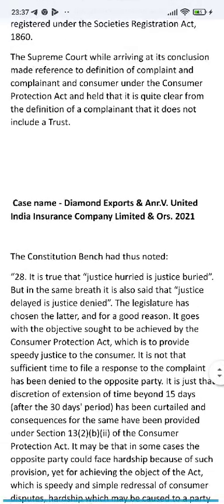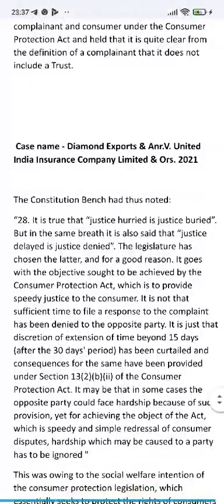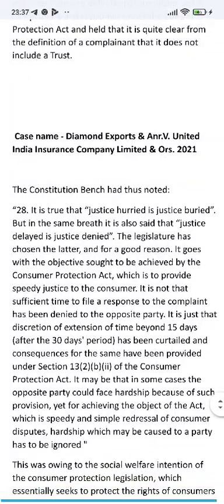Thus, it was held in this case that the Supreme Court, while arriving at the conclusion, made references to the definitions of the complainant and consumer under the Consumer Protection Act, and held that it is quite clear from the definition of the complainant that it does not include a trust.